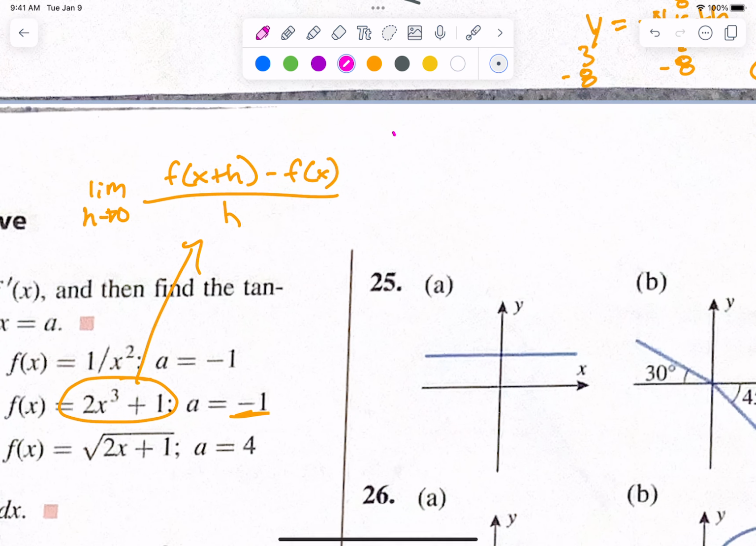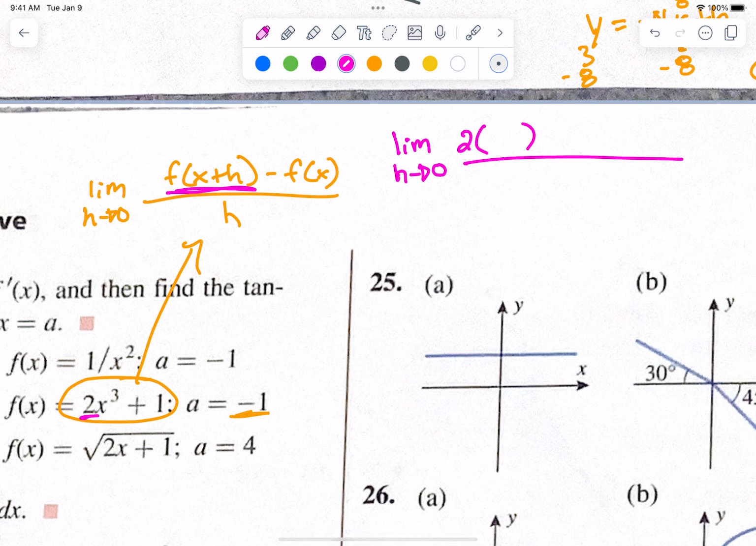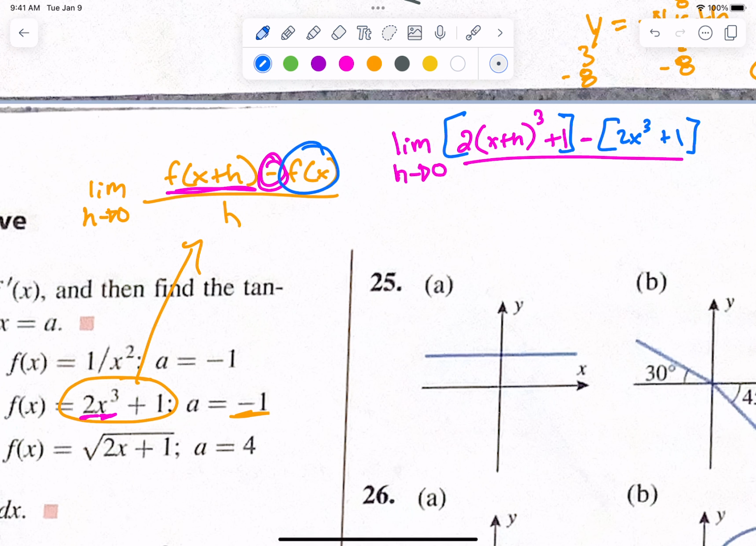All right, so I'm going to start to plug stuff in. The limit as h goes to 0 of, what is f of x plus h going to look like if that's my function? Instead of 2x cubed, it'll be 2 times x plus h cubed plus 1, minus, and I'm going to put this in a bracket, 2x cubed plus 1. That's my f of x plus h minus f of x, so I've got this chunk minus that chunk all over h. Okay, now what do we do?